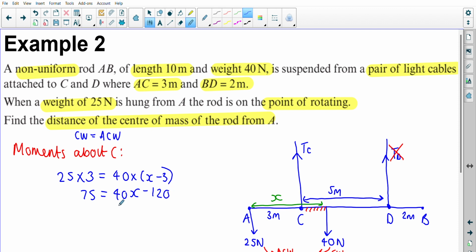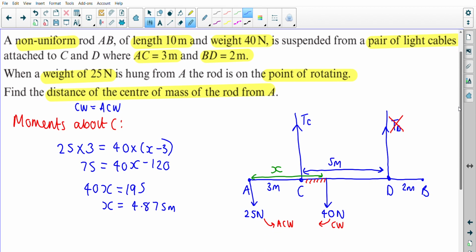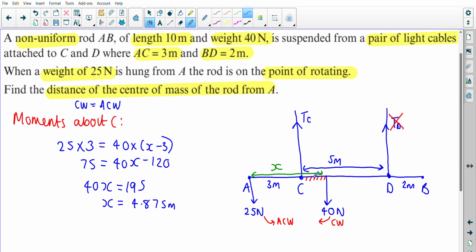If I add 120 onto this side, I'll get 40x equals 195, and I'll write it this way. If I divide by 40, I'll have x equals 4.875 meters. Okay, so you can find X that way. I've not necessarily took moments about A.